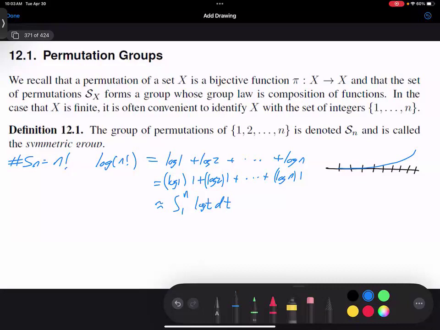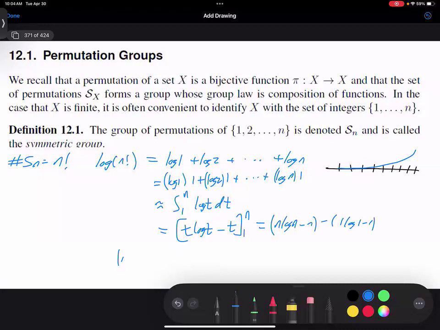This is the big lie of Calc 2. You leave Calc 2 thinking you know how to integrate, you don't. Most integrals cannot be done in closed form. This one can. It's a nice problem. It turns out the antiderivative of this is t log t minus t. So we evaluate that at 1 and n, and we get n log n minus 1 log 1 minus 1.